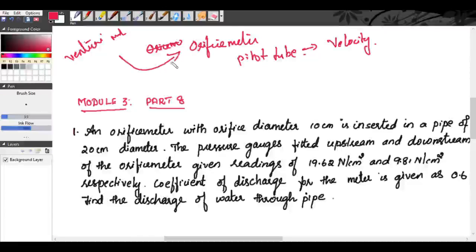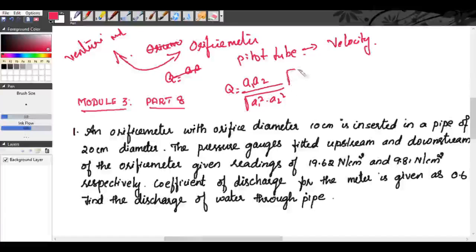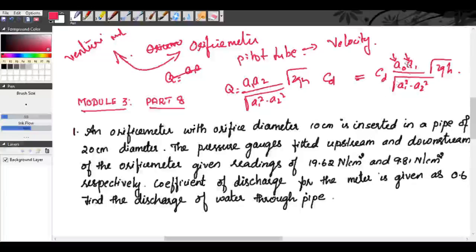Similar to venturi meter, for orifice meter the formula for the discharge is almost the same. For venturi meter, Q is equal to A1 A2 by root of A1 square minus A2 square into root of 2GH into coefficient of discharge CD. Whereas for orifice meter, Q is equal to CD into AO A1, where AO is the area of the orifice and A1 is the area of the pipe or the inlet, divided by square root of A1 square minus AO square into root of 2GH. Okay, so that is the difference.